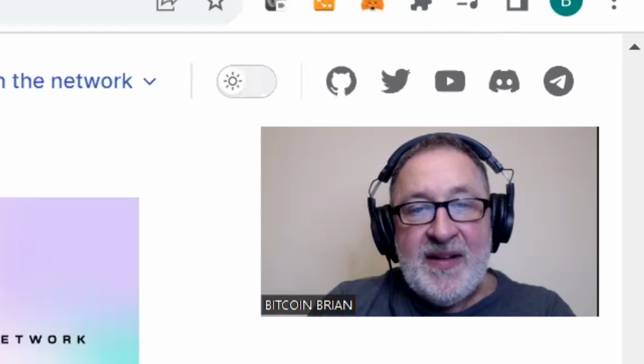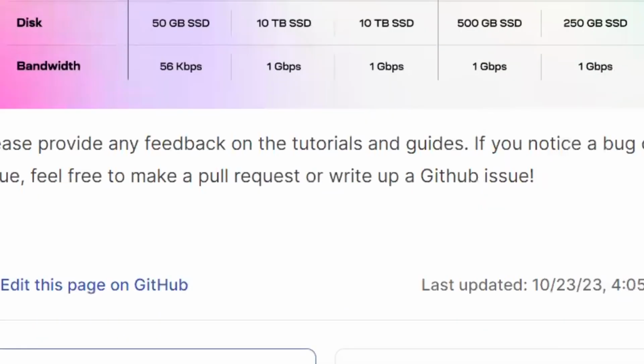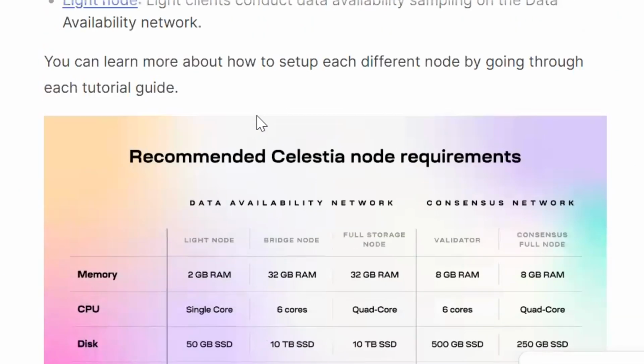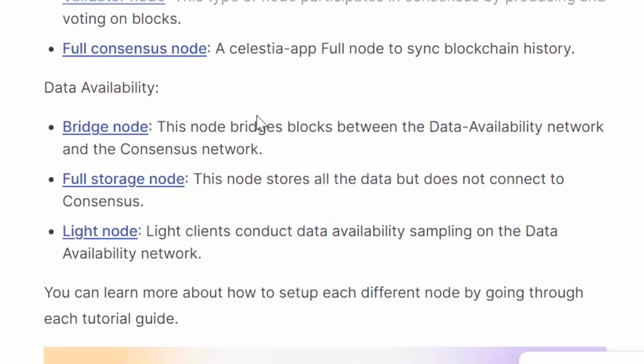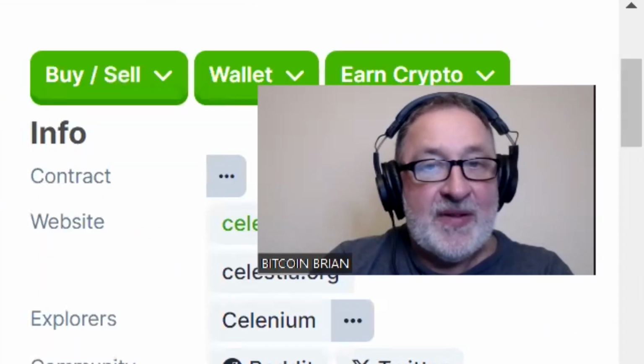And then here you go. This is the recommended node requirements. So for the light node, this is stuff that you're buying every day, going to Best Buy. You can buy a laptop doing this. 2 gig RAM, single core CPU, 50 gig disk space, with bandwidth of 56 kilobits. So that's easy to do. I haven't read through the steps. I'm probably not going to run a light node, but some people might be interested in doing something like that. So there's even that with Celestia, and there are some YouTube videos out there on how to hook up the node.